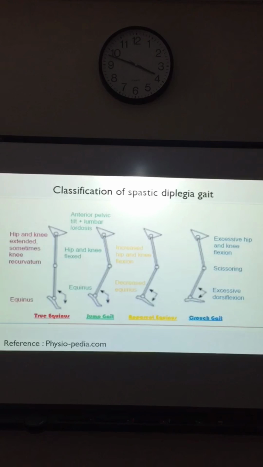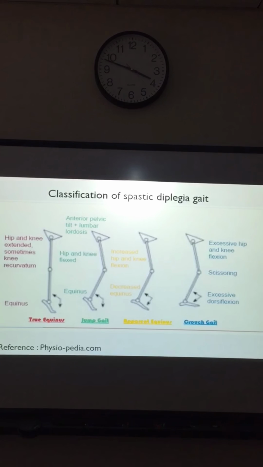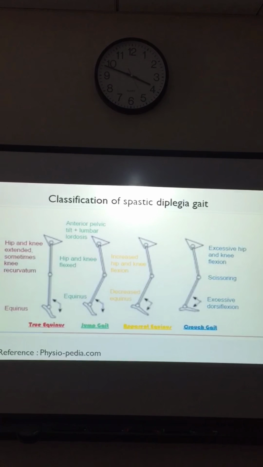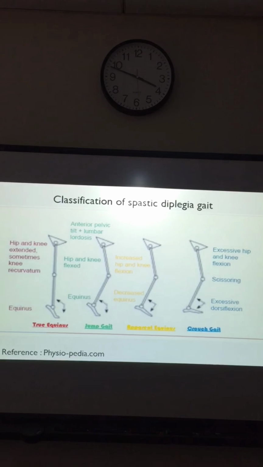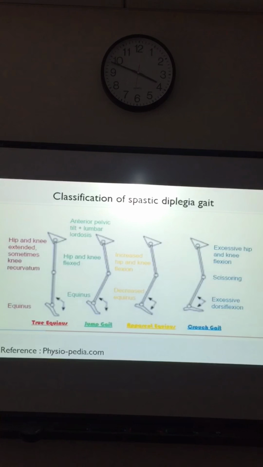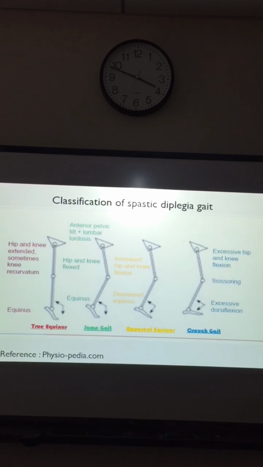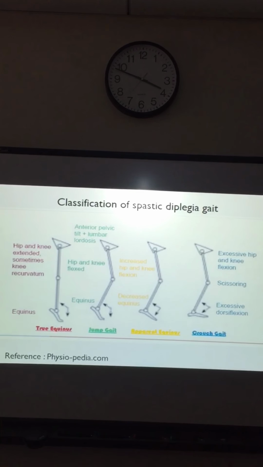There are several different classifications of the spastic diplegia gait. The first is the true equinus gait, with the ankle in plantar flexion throughout the stance and the hips and knees extended. Type 2 is called a jump gait. That can be with or without a stiff knee.